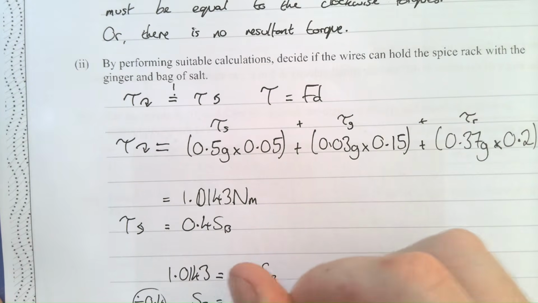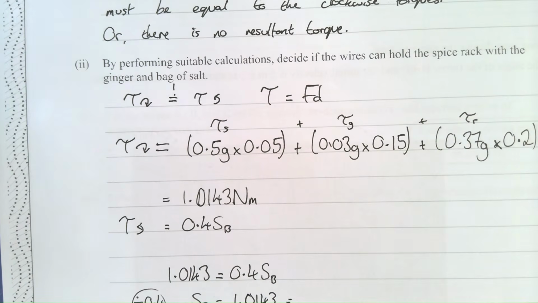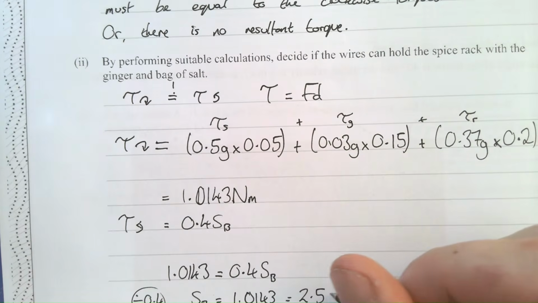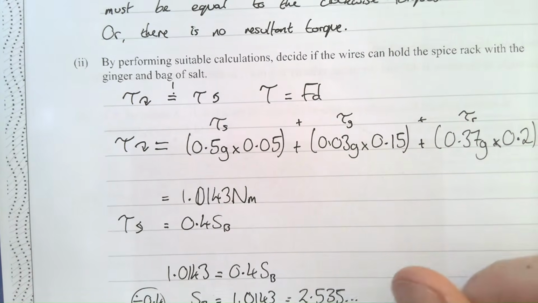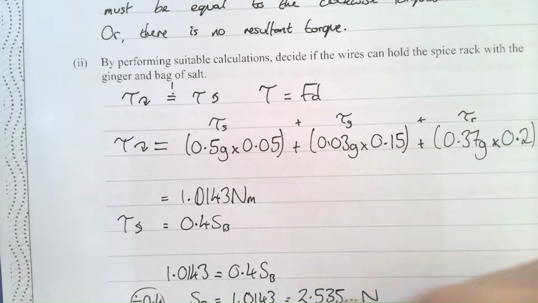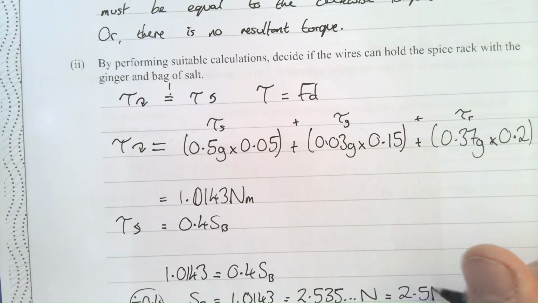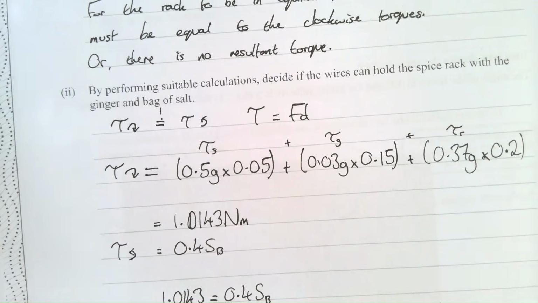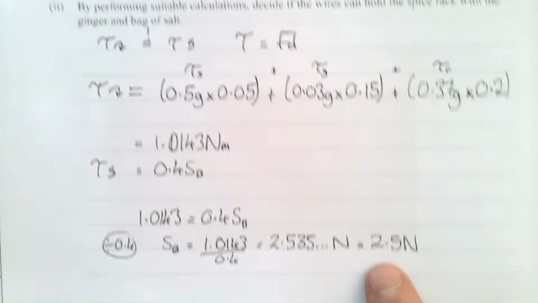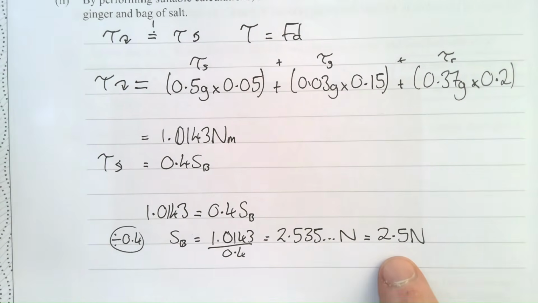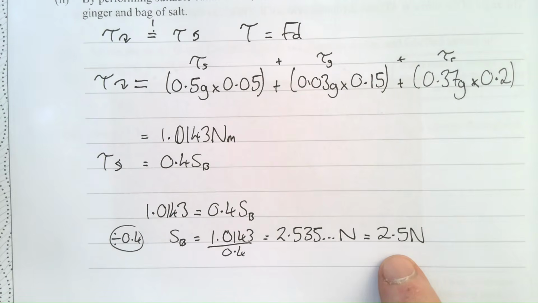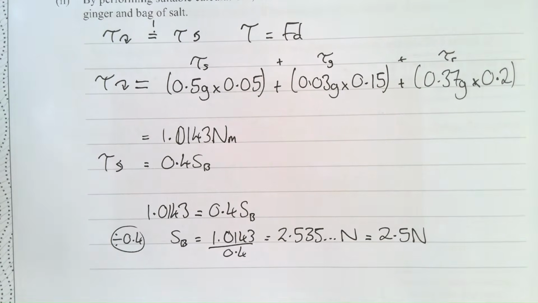1.143 over 0.4 is equal to 2.535 newtons, which we can round to 2.5, checking the number of significant figures. So the size of our support force at B is 2.5 newtons. Now there's a couple of different ways you can go about working out the support force at A.